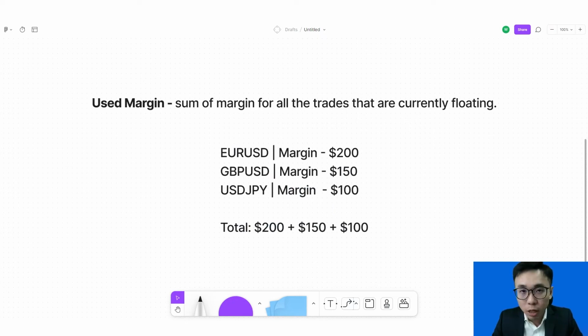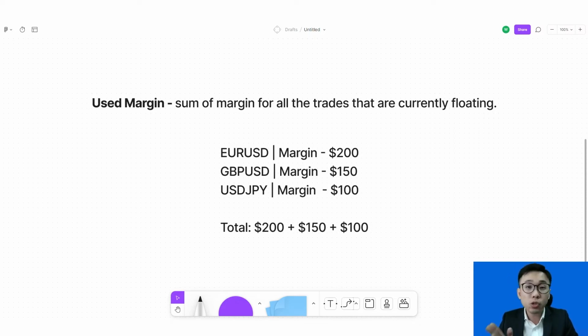Since we know a little bit about margin requirement, now we're going to look at use margin. Now, use margin is going to be quite simple. It is basically the sum of margin for all the trades that you have right now that is currently floating. Floating in the sense whereby the trade is still currently running in your account, might incur profit or loss and you still have not closed it yet. So it actually totals up the sum of margin that is being incurred for all these floating orders.